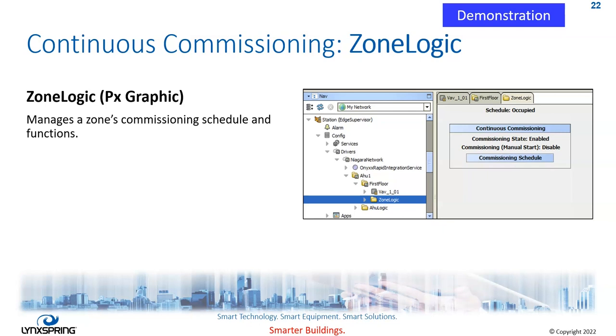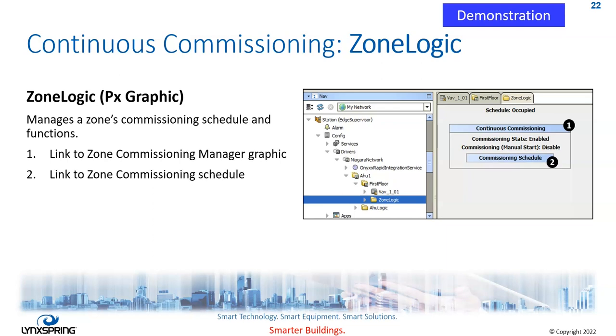There are 4 control functions available. One, we have a link to the zone commissioning manager, and this link takes you to a graphic that will allow you access to the commissioning reports. Two, a link to the commissioning zone schedule, and this takes you to the Niagara scheduling display where you can configure the zone continuous commissioning regular schedule.